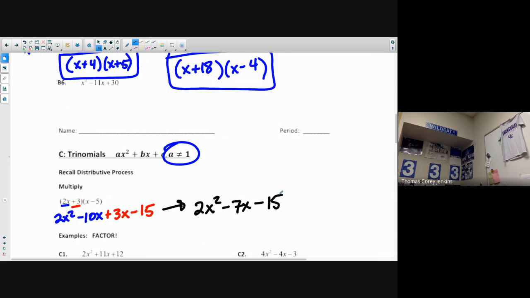Okay, so the thought process is a little tougher here. We're not thinking what multiplies to -15 and adds to -7. What we are thinking is what multiplies to -15 times 2, which is -30, and adds to -7. And that would be -10 and +3. So a little bit tougher thought process here.